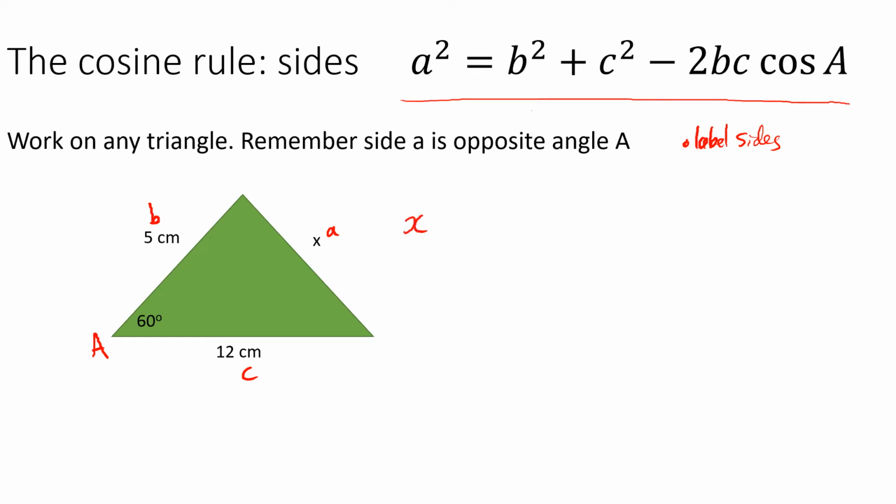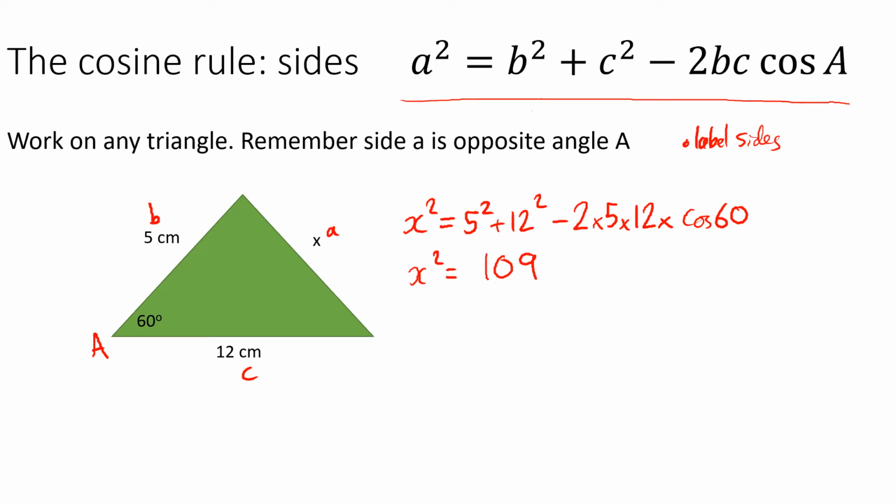So A squared, which is x in this case, is equal to B squared, which is 5, C squared, minus 2bc cos A, that's 2 times B times C times cos 60 in this case. Now if you type all that in, you'll get yourself 109 coming out. But we don't want x squared, we want x. So let's square root that, and we'll get that the length of that missing side is 10.44 centimeters. So that's it. Cosine rule, use the sides.